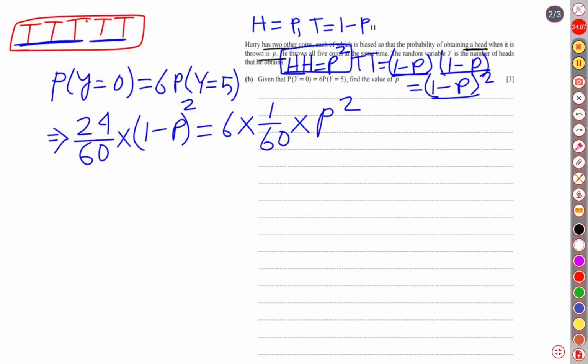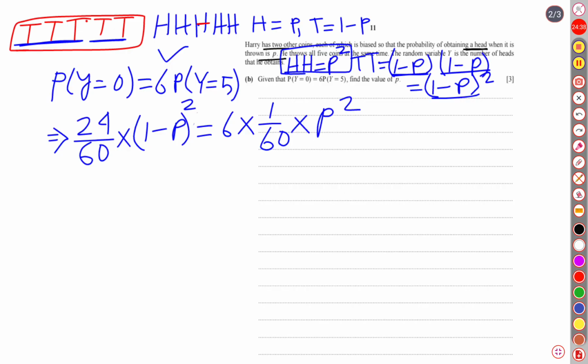On the right side, 6 is given in the equation. Okay, this 6 is in the equation. Then probability of all Y equal to 5, that means all heads. So 1 head, 2 heads, 3 heads, 4 heads, and 5 heads. All of these are heads.